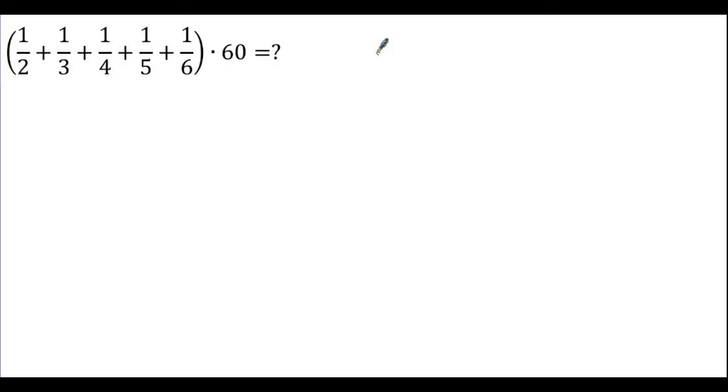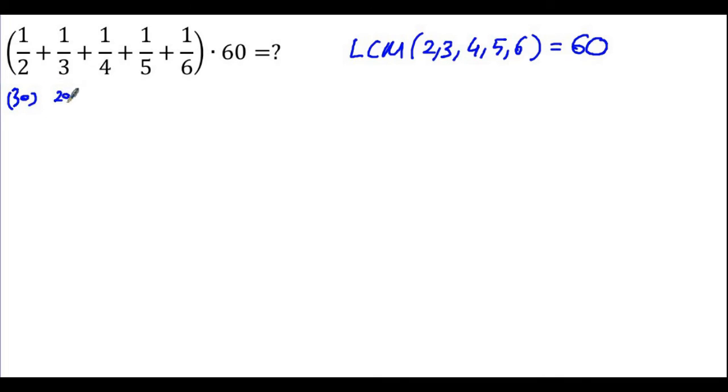What is the LCM of 2, 3, 4, 5, 6? So LCM is going to be 60. I have to make the denominator 60. So how can I do that? 2 times what is 60? 2 times 30 is 60. 3 times 20. So 4 times what is 60? It is 15. 4 times 15 is 60. 5 times 12. And 6 times 10.